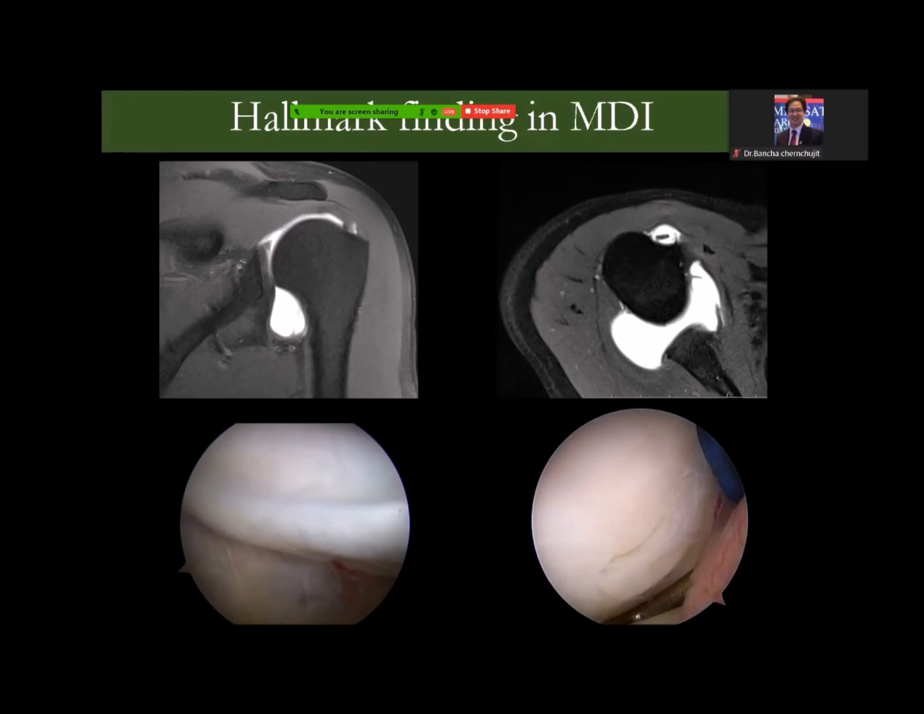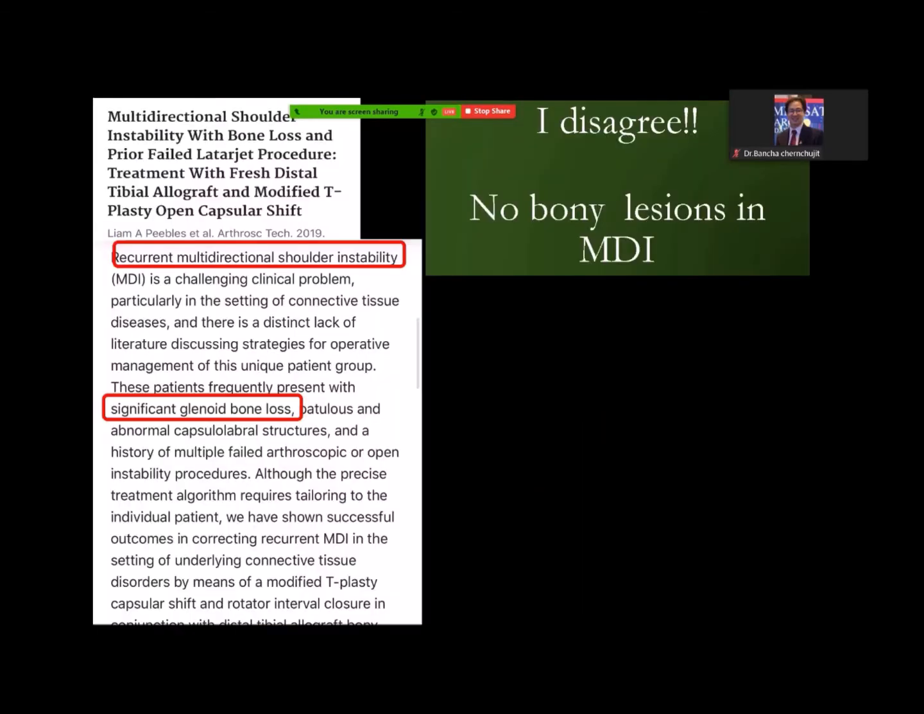I didn't agree with this paragraph. They say that in MDI, you may have significant bone loss or you may have a large Hill-Sachs lesion, but in my experience in MDI patients, I rarely have bony lesions like a large Hill-Sachs lesion or bone loss. Okay, so if I see a patient who dislocates very easily, with multiple dislocations, like more than 10, and you have no bone loss, so think about MDI patients, right?